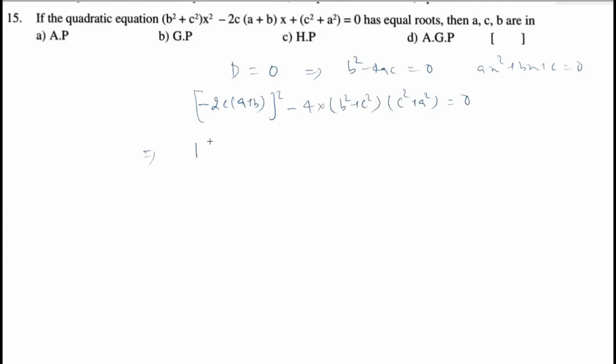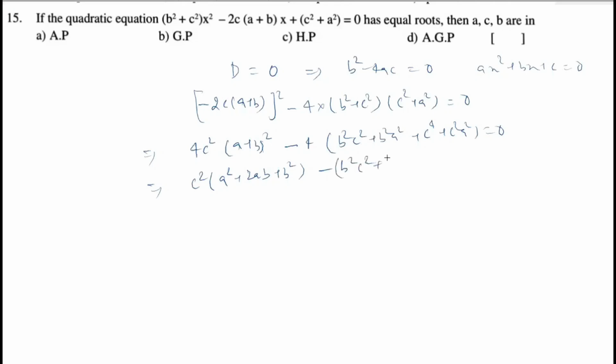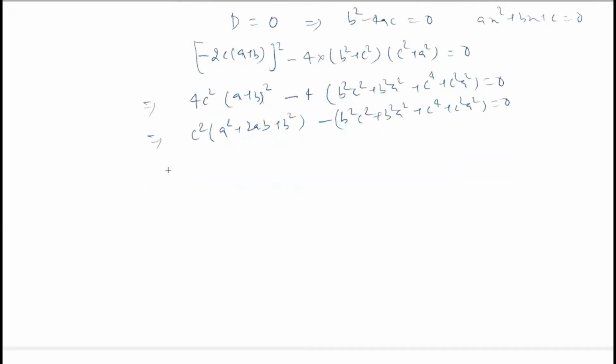Then this comes out as 4C squared times (A plus B) whole squared minus 4. And then I can multiply these things: B squared C squared, B squared A squared, C to the power 4, C squared A squared equals 0. Then I can take 4 out and remove it, and this becomes C squared A squared plus 2AB plus B squared, and this will become minus B squared C squared plus B squared A squared plus C to the power 4 plus C squared A squared equals 0. Then you can expand this: C squared A squared plus 2ABC squared plus B squared C squared minus B squared C squared minus B squared A squared minus C to the power 4 minus C squared A squared.